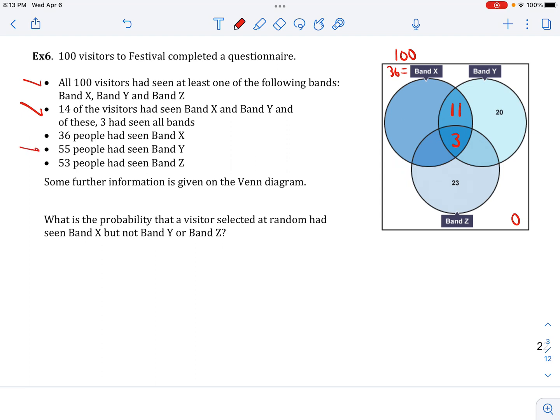55 like Y, so I know that's true, but that's all of this, and out of this there's only one unknown area, so I can subtract and figure that out. That's not so bad. Same thing with this. If this is 53, this whole area adds up to 53, and I know everything else about that, which lets me put a 6 here, and now I can get back to this 36.